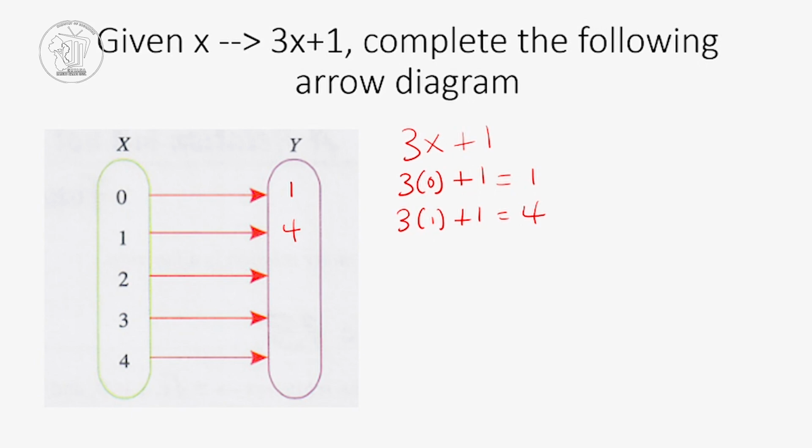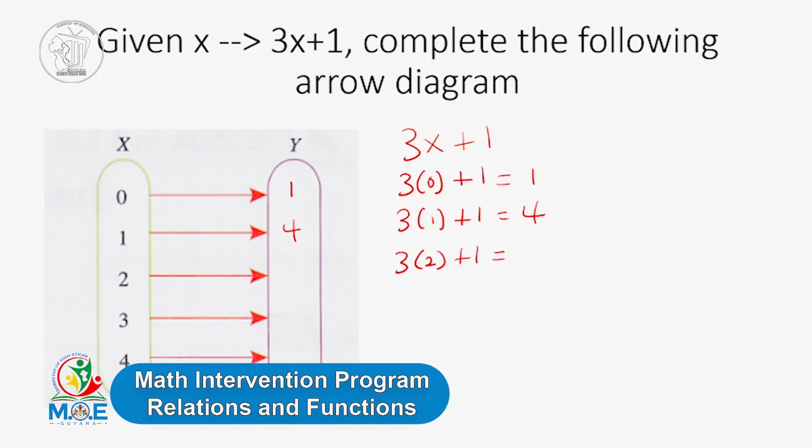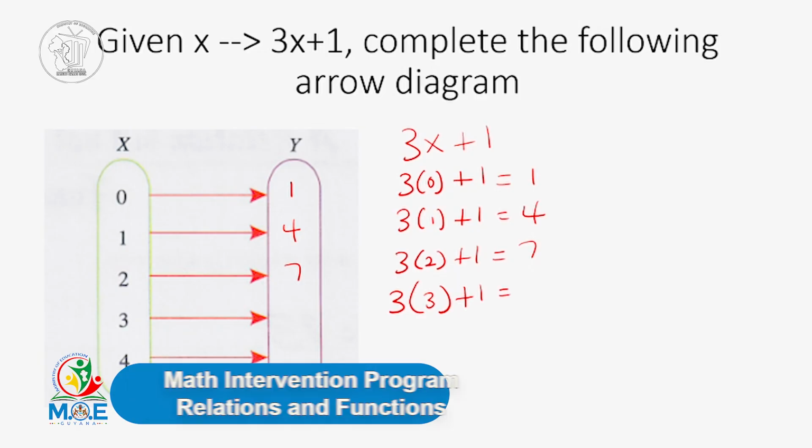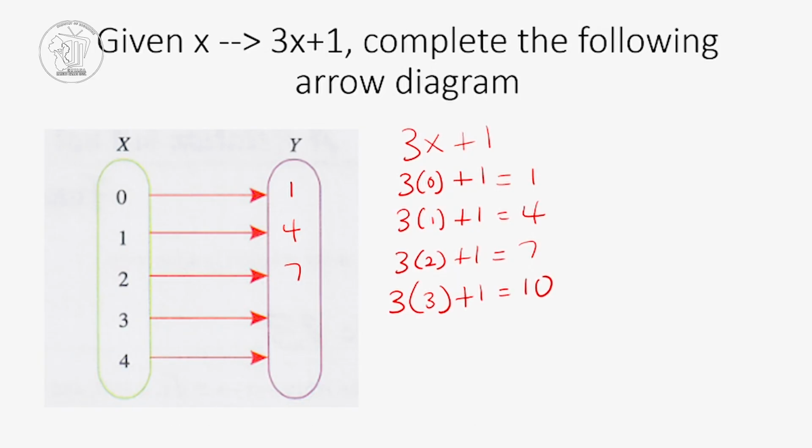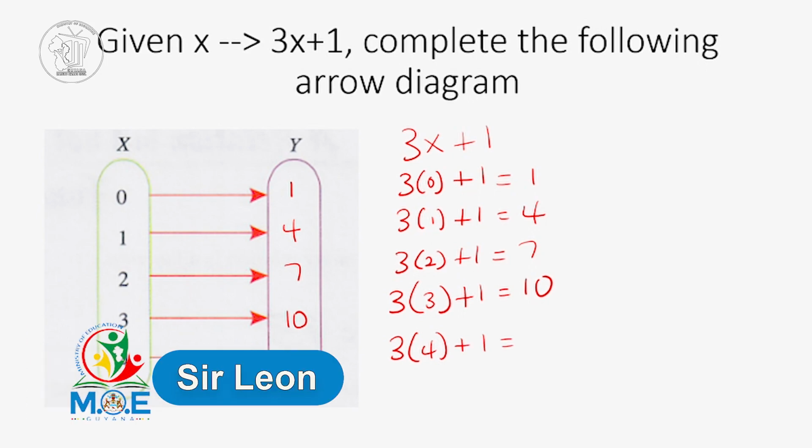The next one, we have 2. This will be 3 multiplied by 2 plus 1, which is equal to 3 twos are 6. 6 plus 1 would be 7. So 2 will be mapped onto 7. The next one, we have 3. This will be 3 multiplied by 3 plus 1, which is 3 threes are 9. 9 plus 1 would be 10. So 3 will be mapped onto 10. Then we have 4. This will be 3 multiplied by 4 plus 1, which is 3 fours are 12 plus 1 would be 13. So 4 is mapped onto 13.